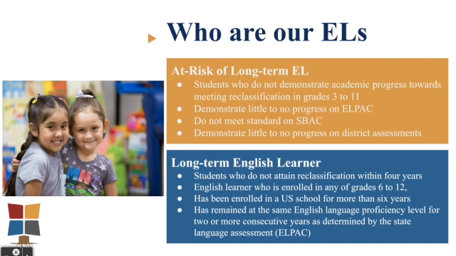Now, kids that have been classified as long-term English learners are students who do not attain reclassification within 4 years, and they've been enrolled in any of grades 6 through 12. So in essence, you have to be in a grade greater than 6 to be classified as a long-term EL. And you've remained in the same English language proficiency level for 2 or more consecutive years as determined by the State Language Assessment, or LPAC. Basically, a student that perhaps is a level 3 for more than 1 year and beyond grade 6 would be considered a long-term EL.